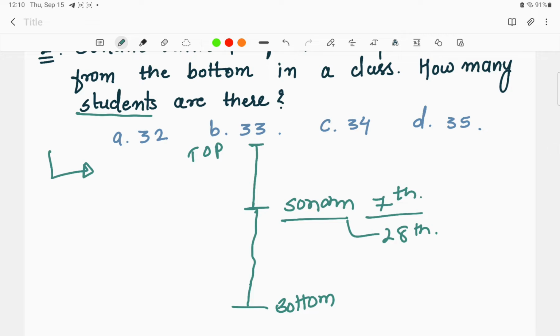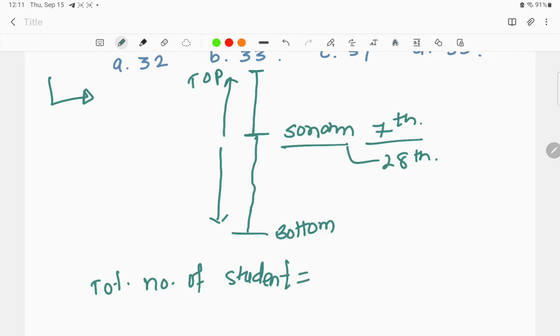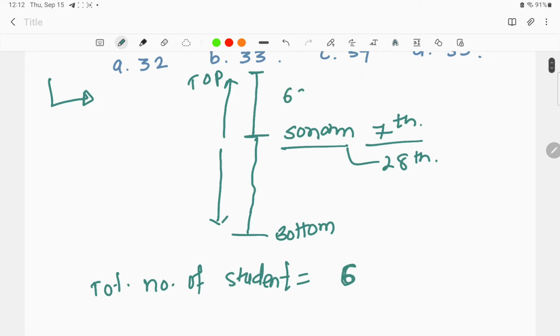we can consider. So for finding the total number of students, we consider the number of students before Sonam and the number of students after Sonam. The total number of students is equal to... now we can clearly see that Sonam is at the 7th position. So before Sonam, how many students should be there? There should be 6 students, right? 6 students on the top of Sonam. So Sonam will be at the 7th position, right?